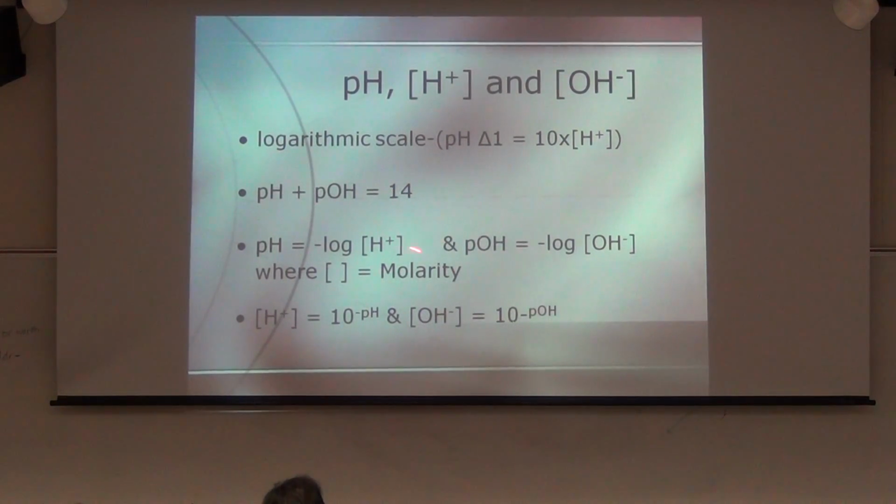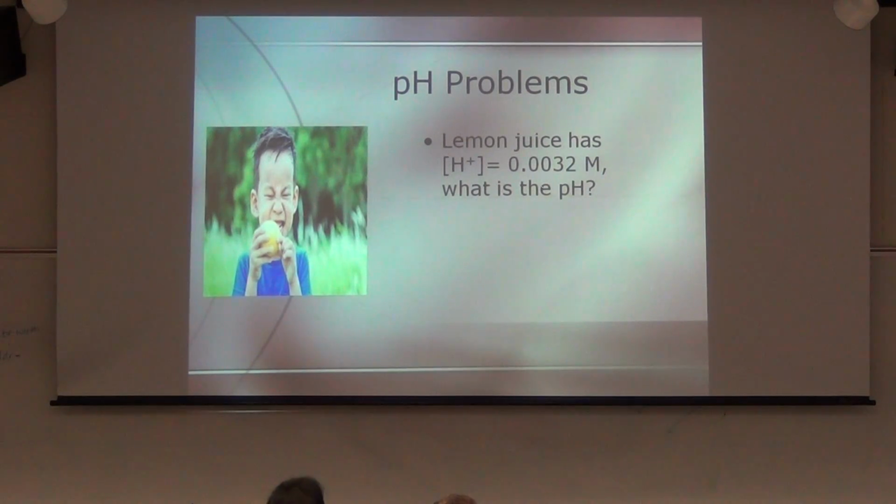pHs are going to add up to 14. Here's the equation for calculating the pH if you know the concentration of your hydrogen, or calculating your pOH if you know the concentration of your hydroxide. Those little brackets represent concentrations. So I got 2 of them for you. Lemon juice. Actually, I'll let you work on each of those. Good.